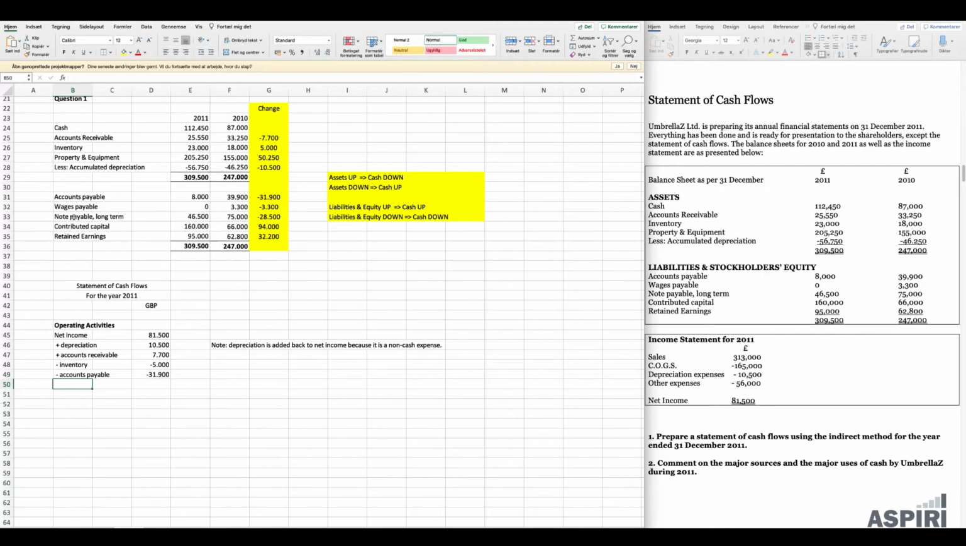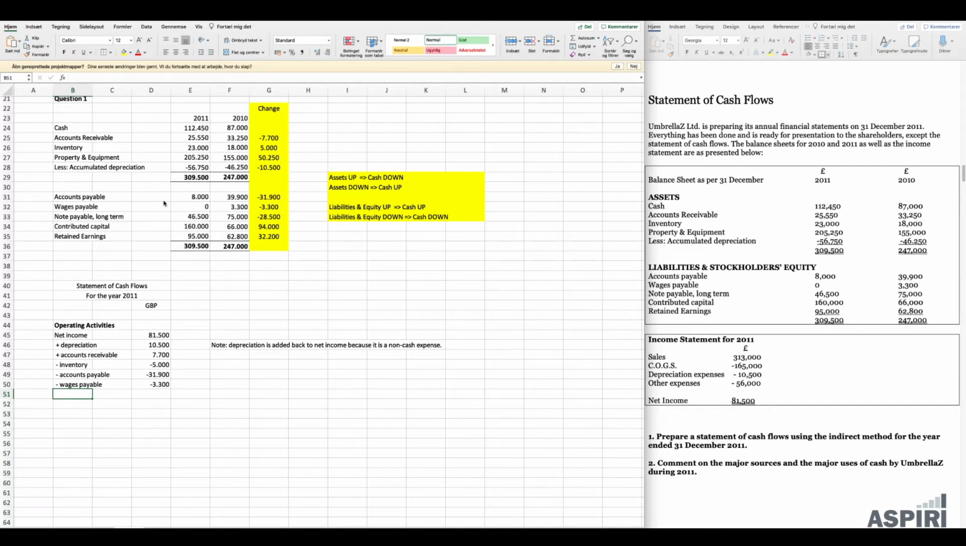Then we want to have a look at wages payable, which you can see goes down from 3,300 to 0, corresponding, of course, to a change of minus 3,300. So the cash effect is, again, negative because the liability goes down, and therefore we'll include a negative wages payable here, and the amount of minus 3,300, like so.